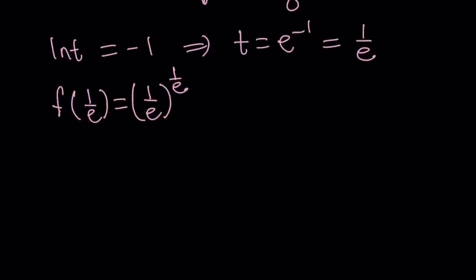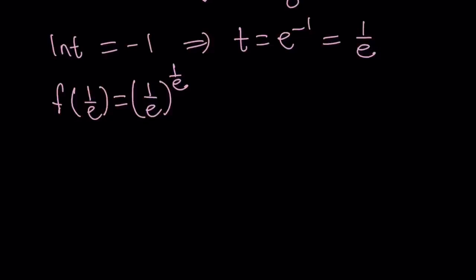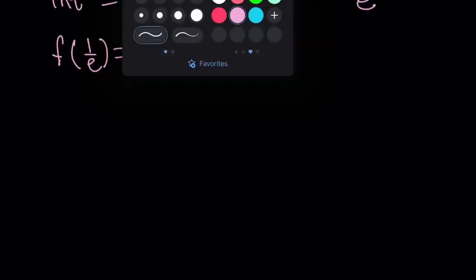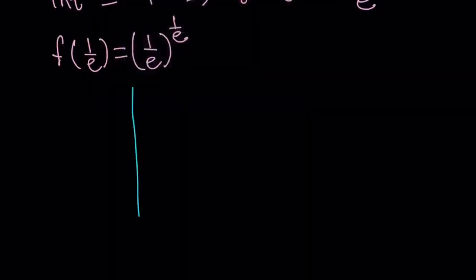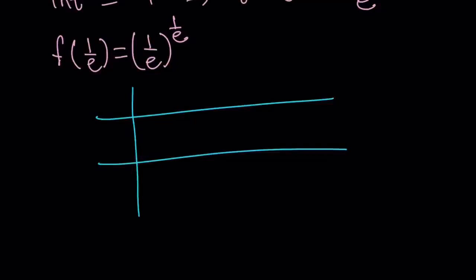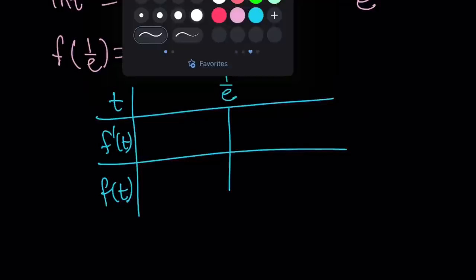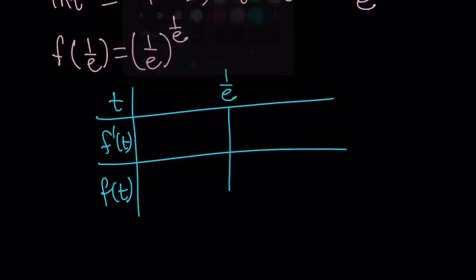What am I going to do next? I'm going to make a table, like I said earlier. Let's go ahead and make a table. So our table is going to look like this. We're going to have t, we're going to have f prime of t, and we're going to have f of t. And our critical value here is 1 over e, which makes the first derivative equal to 0.